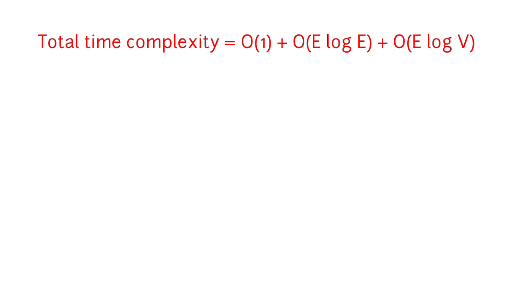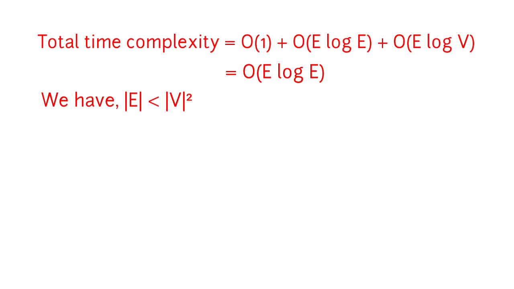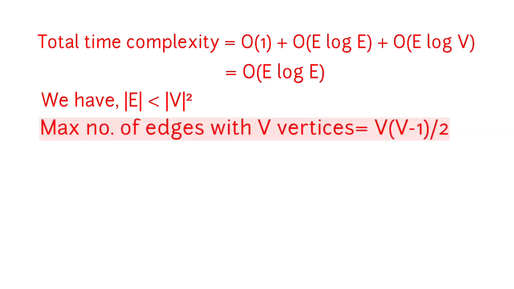But as we have already discussed, the value of E is greater than or equal to V minus 1. The largest component here in this equation is E log E, hence we can say that the total time complexity is equal to O(E log E). Now we also have a relation E less than V squared. This relation is obtained from the fact that the maximum number of edges possible with V vertices is V(V minus 1)/2.